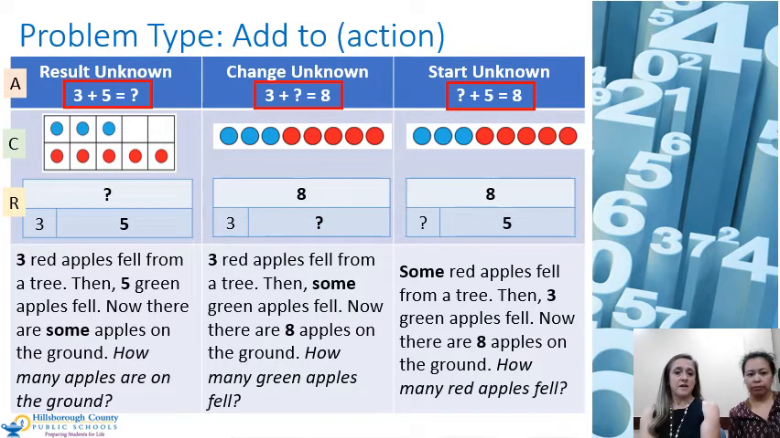Right. Thank you for saying that. And it's also really important that the scenario, whatever the scenario is, in this case it's about apples, but they're connecting the scenario to their tools or to their visual model or equation and keeping those connected. So I should be able to see that the 3 blue counters are the 3 red apples in the first scenario, and the red counters are the green apples. Right. So it's all about representation and which represents what.